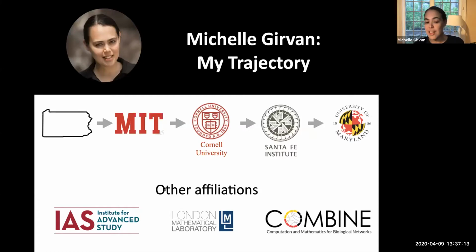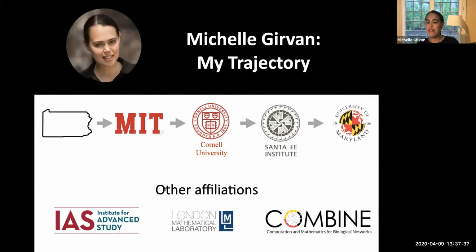I spent a year at the Institute for Advanced Study where, even though my background is in physics, I was in their social science division. I was an external fellow at the London Mathematical Laboratory. So that's a little bit of my trajectory where my main research has been in network science, and I've always had this interdisciplinary focus.